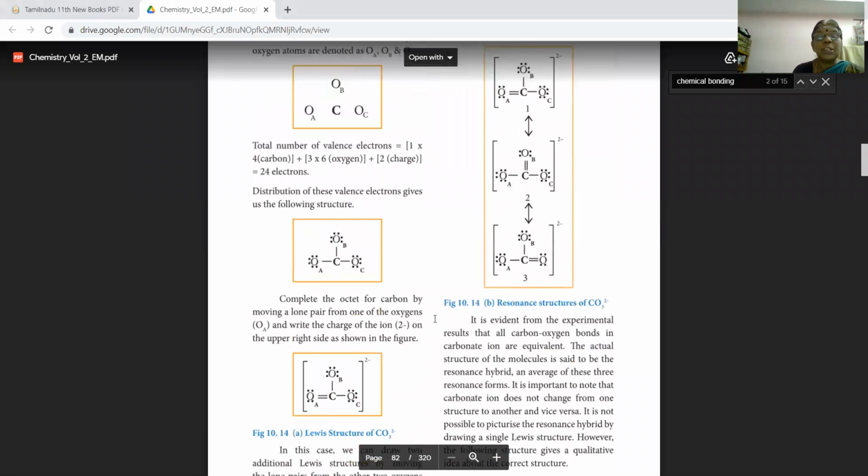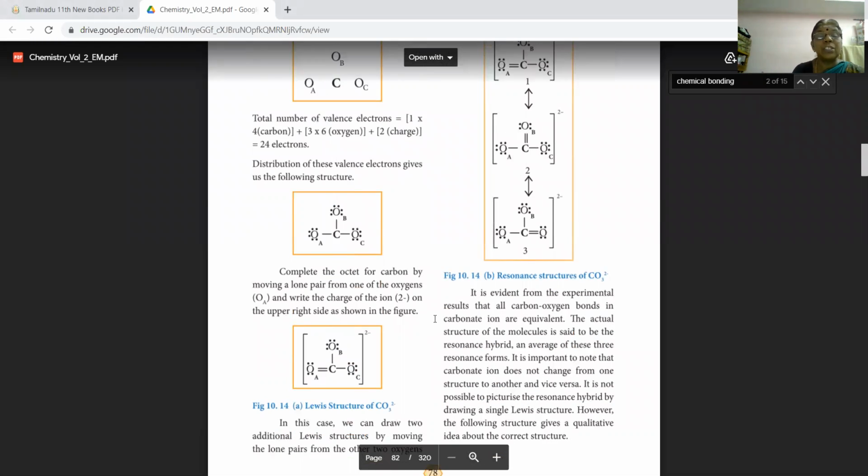Then the distribution of the valence electron gives the following structure: carbon and around those carbonate, they have the single bond, completing the octet for the carbon by moving one lone pair of electron from one of the oxygen OA and write the charge of the ion to as on the upper side as shown in the figure. And here in this figure, ஒரு ஆக்சிஜன்ல இருக்கிற OAன்ற ஆக்சிஜன்ல இருந்து ஒரு லோன் பேர் ஆஃப் எலக்ட்ரானை கார்பனுக்கு டொனேட் பண்ணி அந்த இடத்துல ஒரு டபுள் பாண்ட் கொடுக்குறோம்.